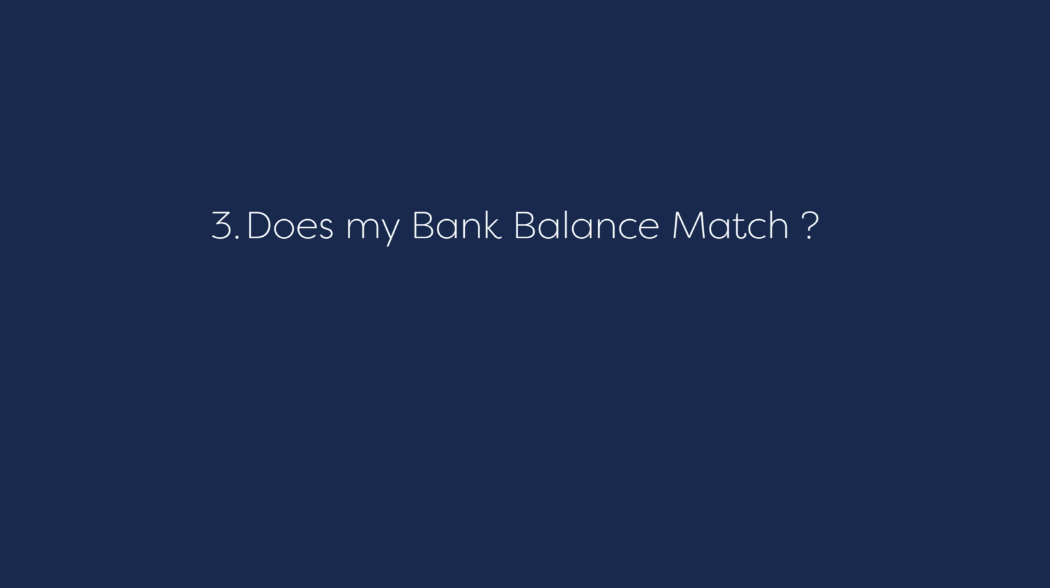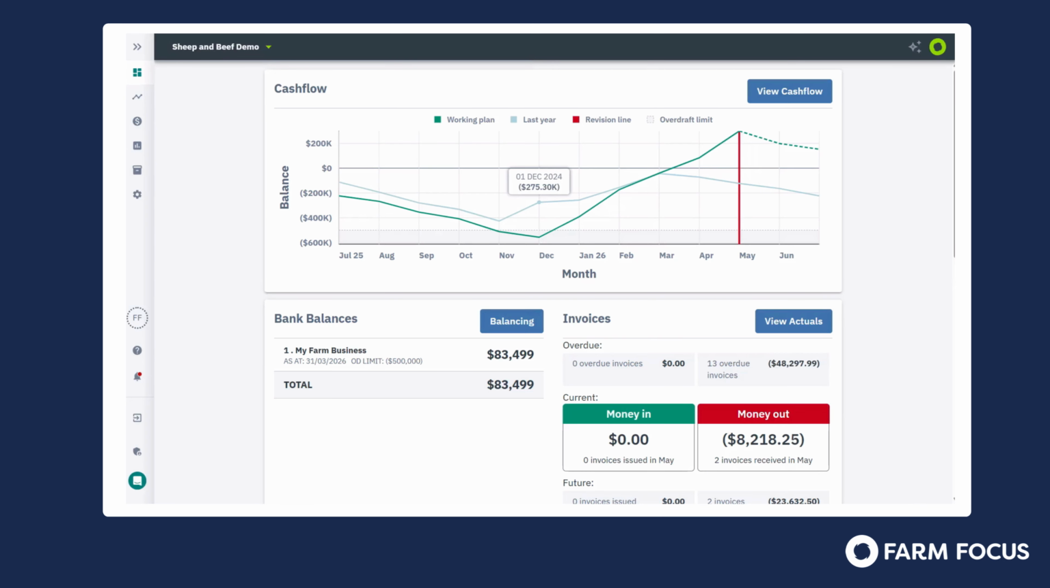Number 3, does my bank balance match? This one's really important. Your Farm Focus database should be a direct reflection of what happened in your bank account. So the balance in Farm Focus should match your actual bank statement. That's why your final bank statement for the year matters. It's the key check to make sure everything has been captured correctly. If the balances don't match, it usually means something's missing, duplicated, or added incorrectly. So it's worth sorting out before handing things over to your accountant.